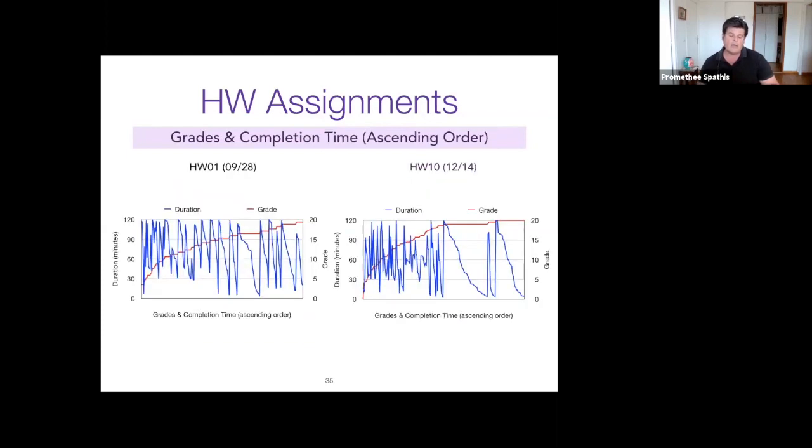So in order to analyze this data, we took the same information that we plotted in the previous plots, and we ordered the submissions according to ascending grade, which is in red. And in blue, what we have is the completion time. And once again, here we have students who actually complete in 5 minutes, in 20 minutes, but as well, less than 5 minutes.